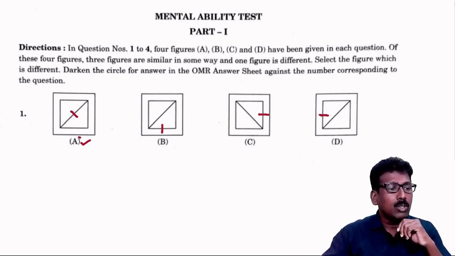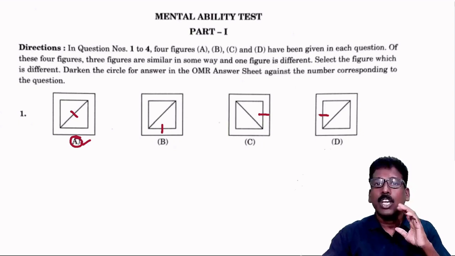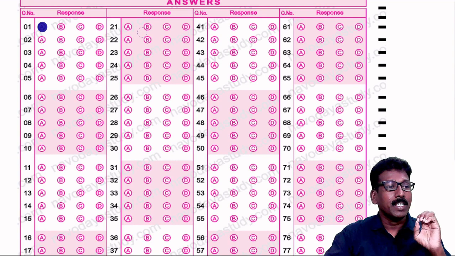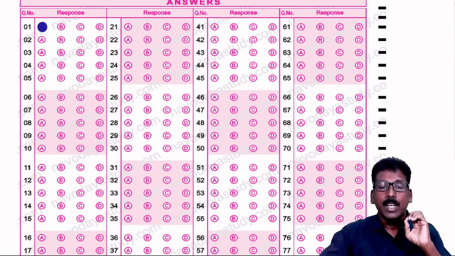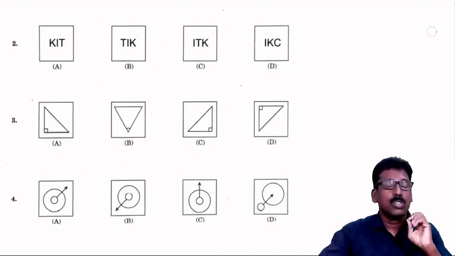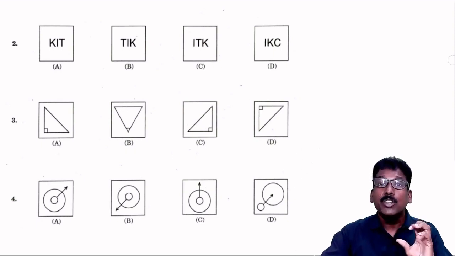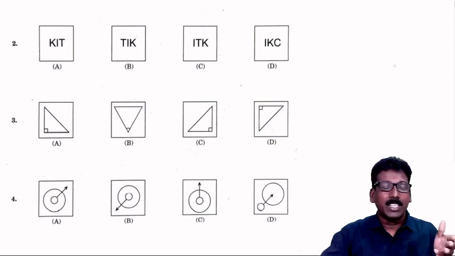But you need not to darken A here. You will be given an OMR sheet. For each question, there are 4 probable answers A, B, C and D. For first question, A is the correct. So you have to darken A in the OMR sheet. Now let us look at the next question. Here questions 2, 3 and 4 of the same type are given. Try to find out its answers. You just pause the video and try to do yourself.